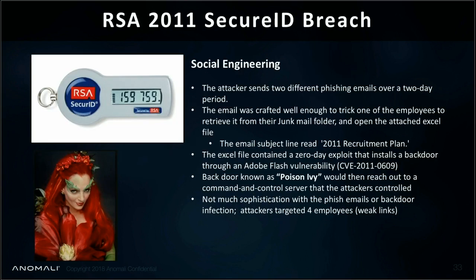So the RSA breach, I think, is one we all know about from a social engineering perspective. Attackers sent 2 different phishing emails in a 2-day period. The email was crafted to trick one of the employees, who literally went into a spam or junk folder, and there was an Excel file. In this case, the subject line was "2011 recruitment plan."